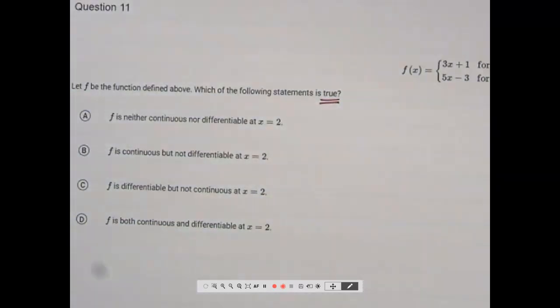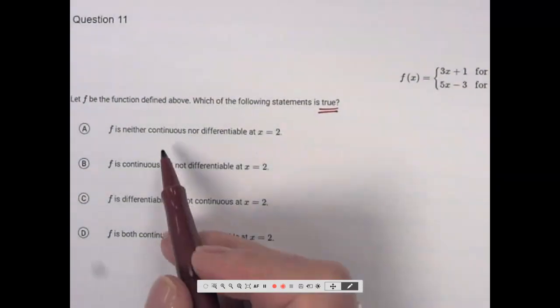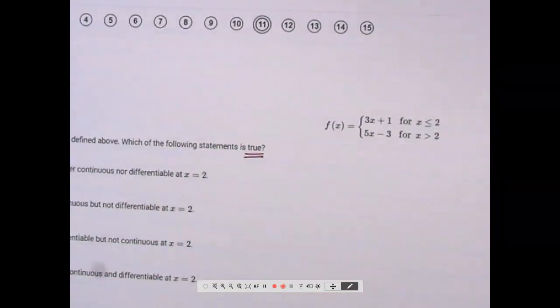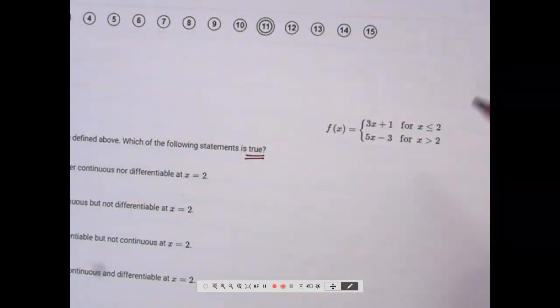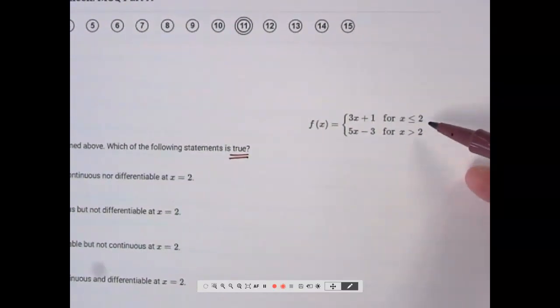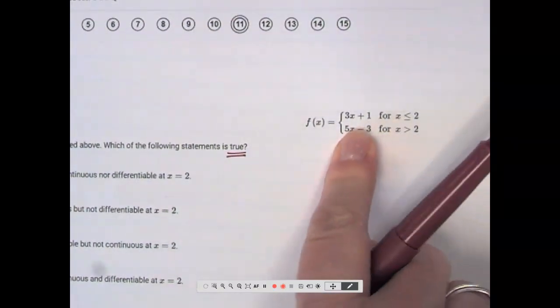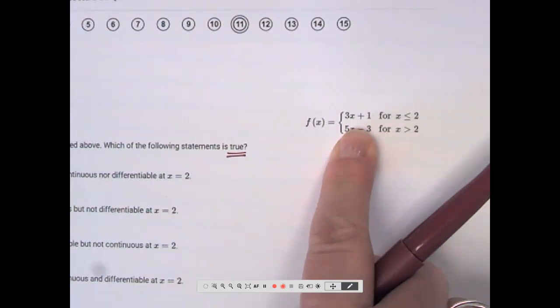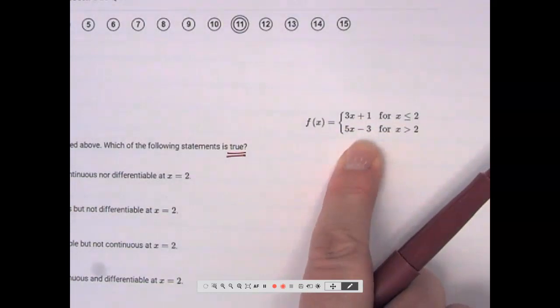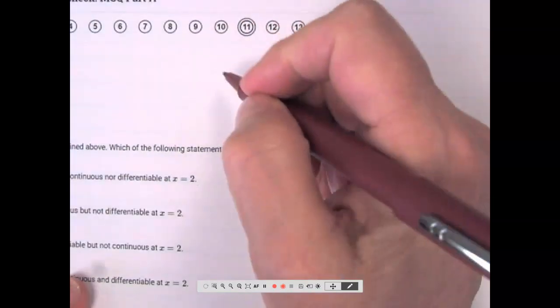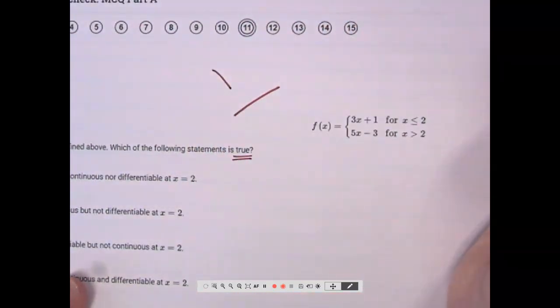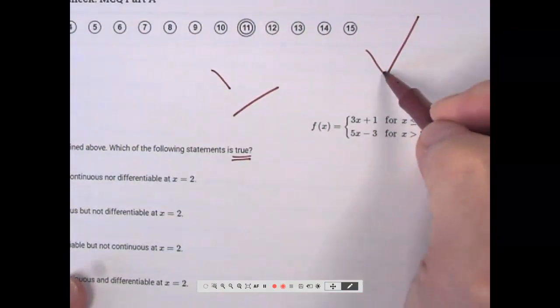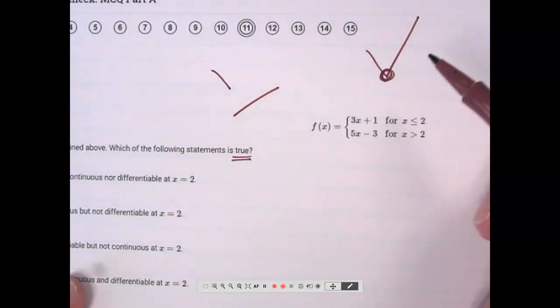We definitely need to plug in 2. Why? If it is continuous, they're going to connect. Clearly the point that they might break is at 2. If I graphed 3x plus 1, what would that look like? A line with a slope of 3. This one would be a line with a slope of 5. So I could have 2 lines that are totally not connected, or 2 lines that are connected somehow. When we come into 2, are they connected or not?